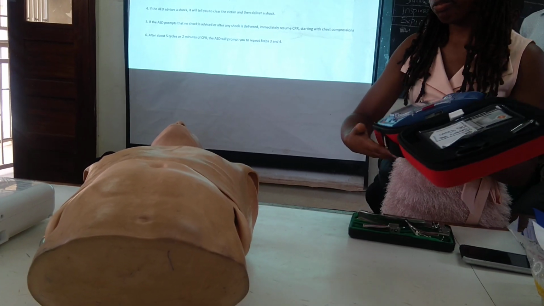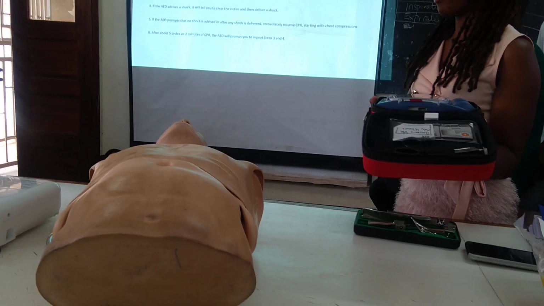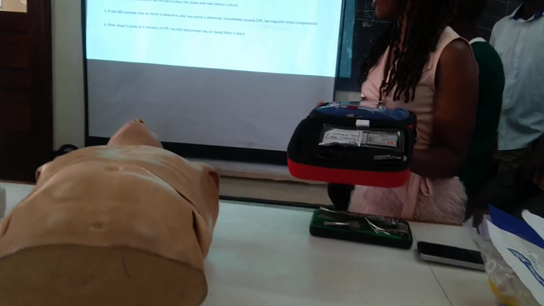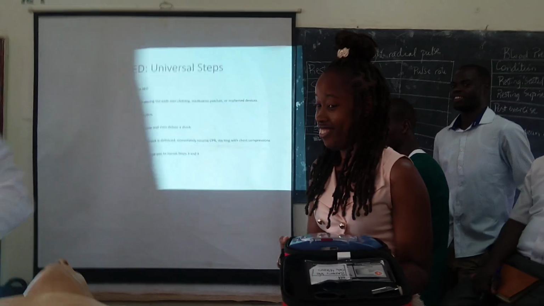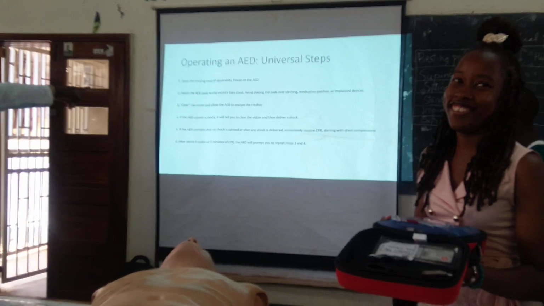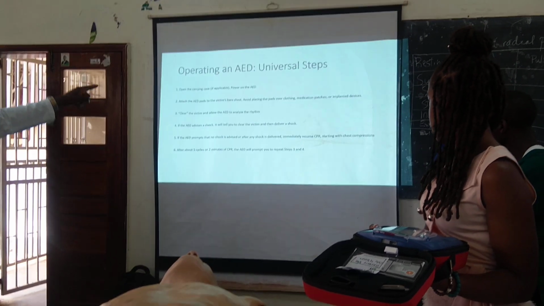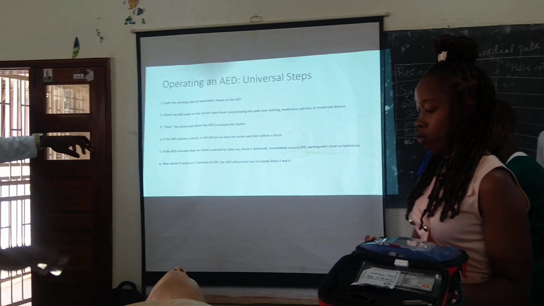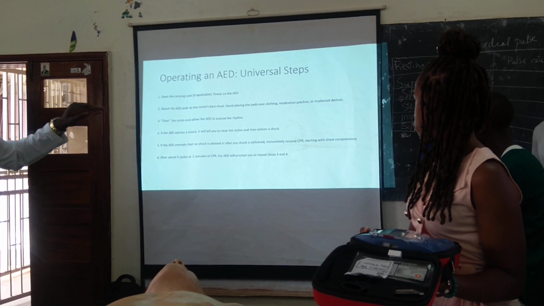Begin by removing all clothing from the patient's bare chest. Are you seeing now? They have even told you to remove the clothes. You have removed them. Make sure that the yellow plastic liner is completely removed from both pads. Place the AED pads exactly as shown in the picture on the victim's bare chest. Pads must not be touching each other, and avoid placing pads over clothing, medication patches, or implanted devices.